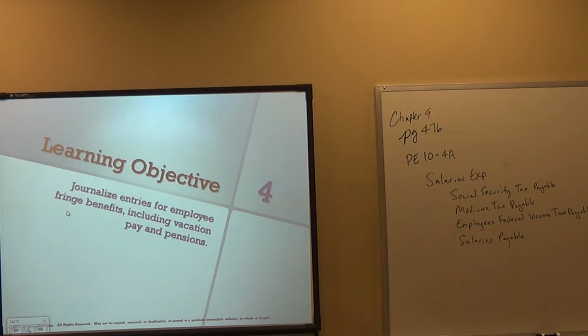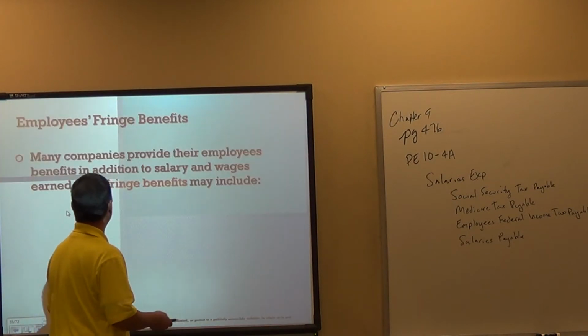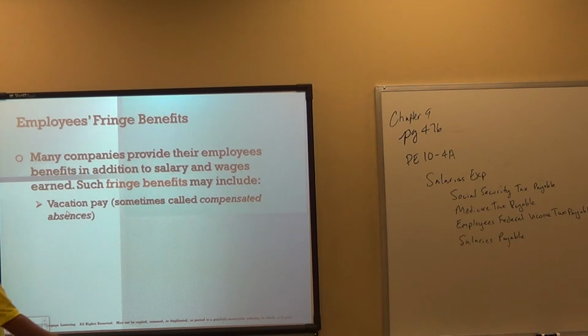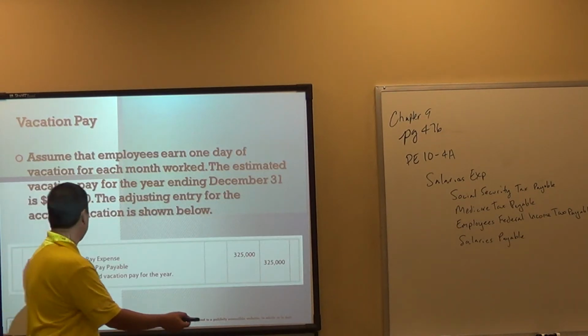All right, so we're going to drill down some entries for employee fringe benefits, including vacation pay and pensions. We're just going to take a look at these. I'm not going to have us work through too many problems in this area. I think I might have to do one. So many companies provide their employees benefits in addition to salary and wages earned, such as fringe benefits. They include some of these things: vacation pay, medical benefits they may provide, retirement benefits they may match, or if they have a pension, they may provide some things into that also, depending on what that is.